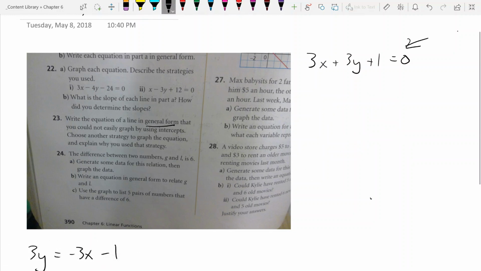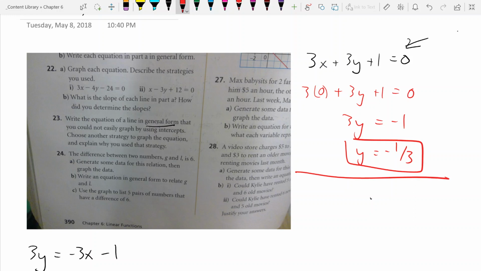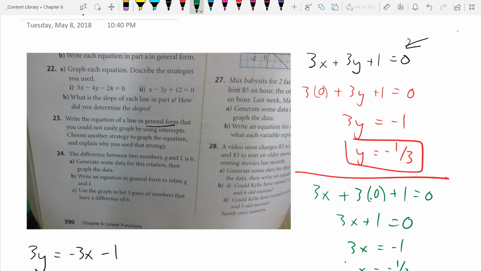When I look at this equation, if I was going to solve it using intercepts, I would sub in 0 for x and then 0 for y. So when I subbed in 0 for x and y, I found the two intercepts. If I was going to graph that, my x-intercept would be like negative a third there, and my y-intercept would be negative a third there, and I graph it like that.